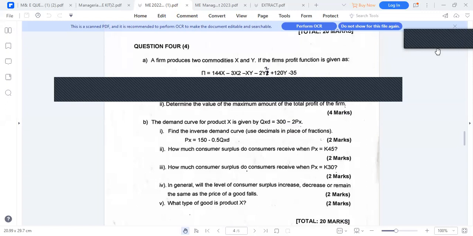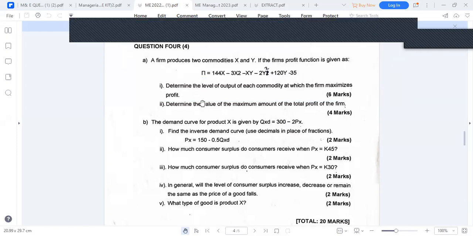Managerial Economics Revision Class 2023, May. So we're looking at preparation for the 2023 paper for tomorrow, but based on the previous exam and test papers as well as the handout.